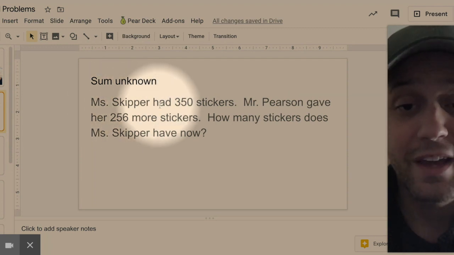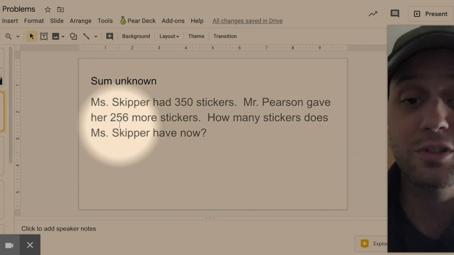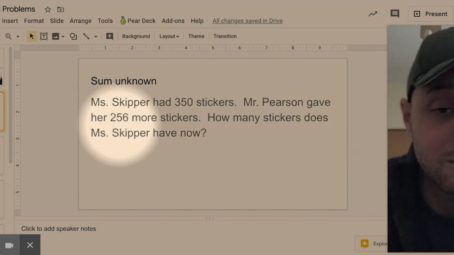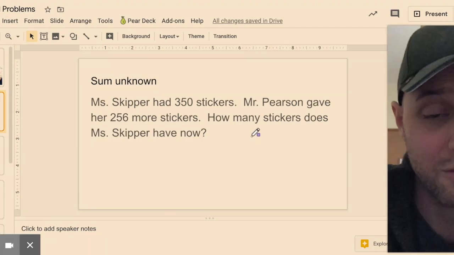Miss Skipper had 350 stickers. Mr. Pearson gave her 256 more stickers. I'm a generous guy. What can I say? How many stickers does Miss Skipper have now? So Miss Cortani went over this yesterday.